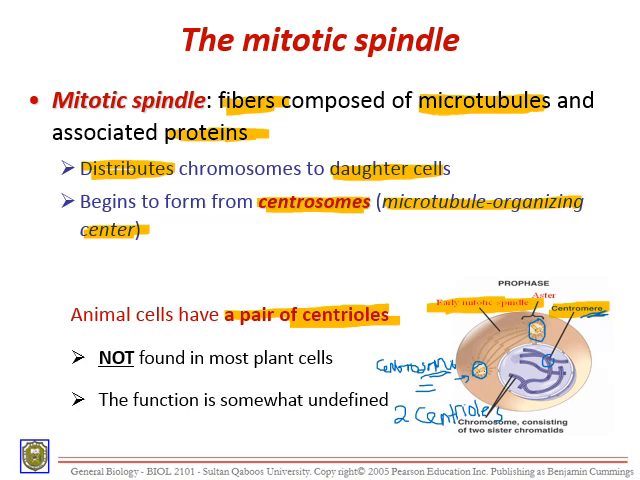Centrioles are not found in plant cells, and their function is somewhat undefined. It means even though plant cells do not have centrioles, they have centrosomes. And a centrosome is a microtubule organizing center. So it does its function perfectly, even though it doesn't have centrioles. Okay?